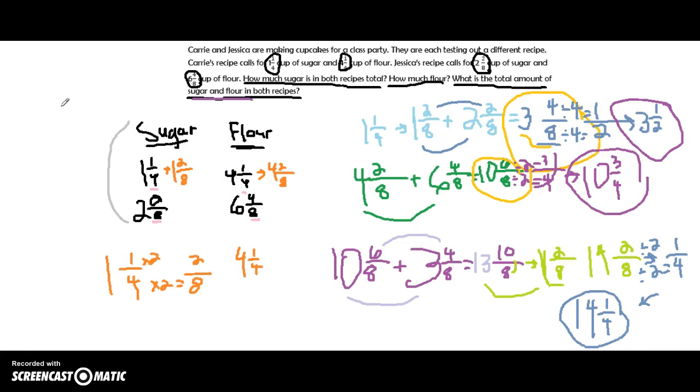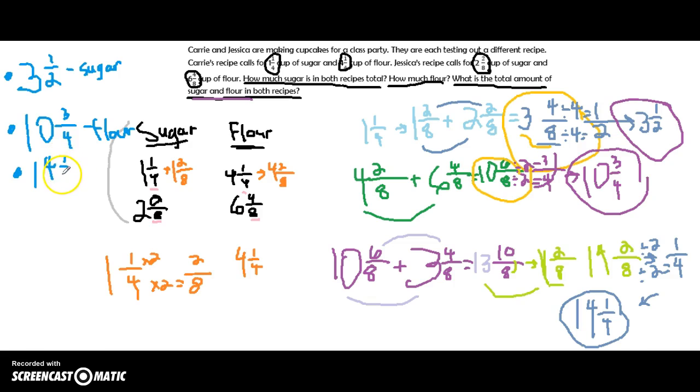So going over here now, our final answers are 3 and 1/2 for the total sugar. For total flour it is 10 and 3/4. And for total both, it would be 14 and 1/4. So those are your 3 answers to this problem.